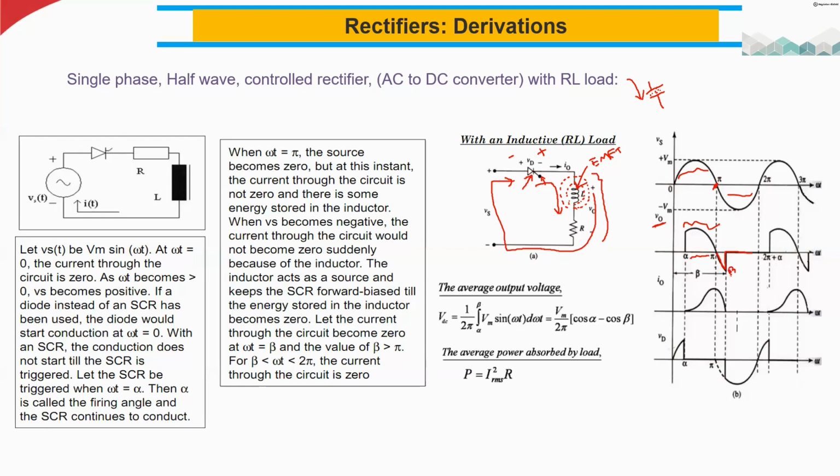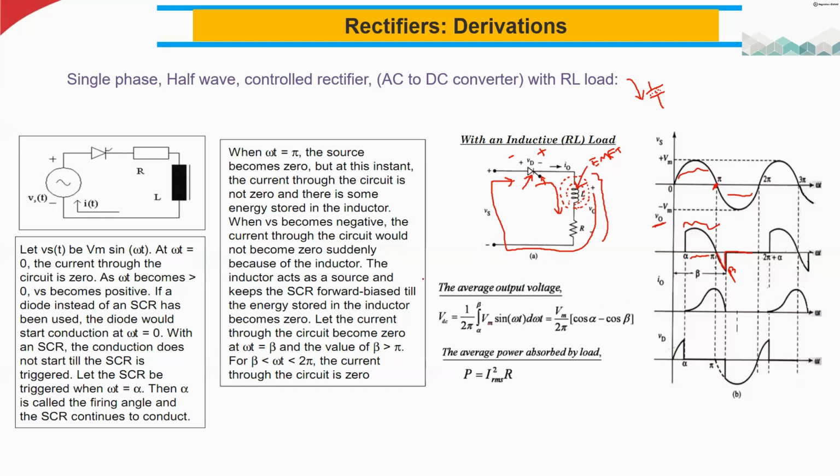So now you know two different points. This is alpha and this is beta. Alpha is the firing angle. That's okay. We are controlling this alpha. This beta we are really not controlling. This depends upon the inductor. That is why the output waveform goes like this, a little more to the negative side.